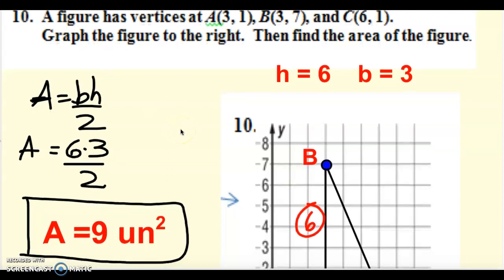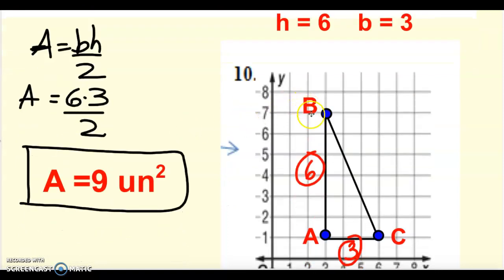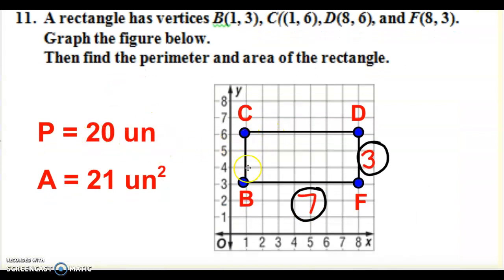A lot of people were asking me questions about number 10. How do you do it? You have to plot the points and connect them to make a triangle. And the answer was 9 units squared. That was number 10. Number 11 was a rectangle. The perimeter is the distance all around it, and the area was 21 units squared.